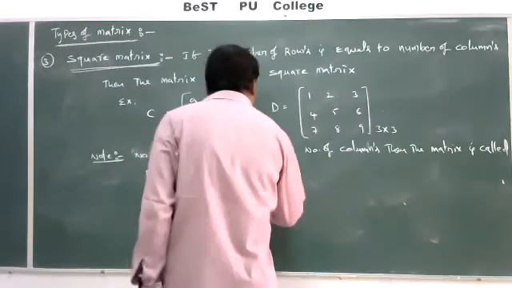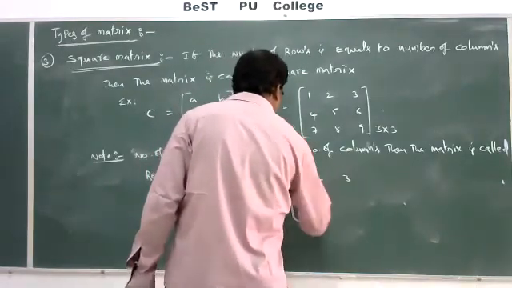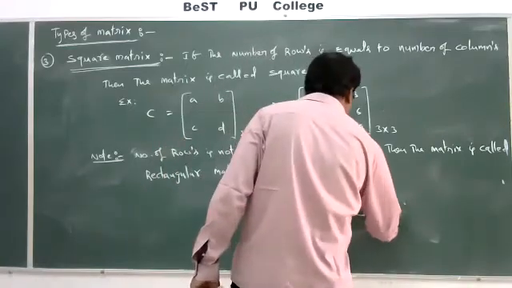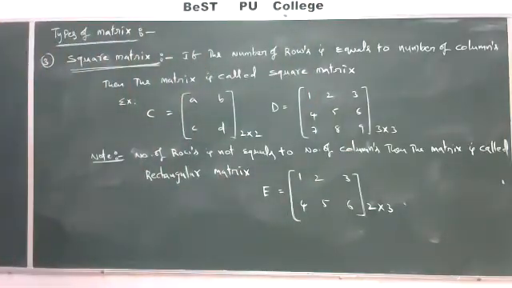For example, E is equal to matrix 1, 2, 3, 4, 5, 6. This has 2 rows and 3 columns. That is called a rectangular matrix. Square matrix and rectangular matrix, row matrix and column matrix, like that.